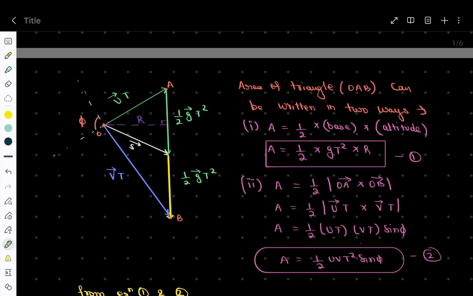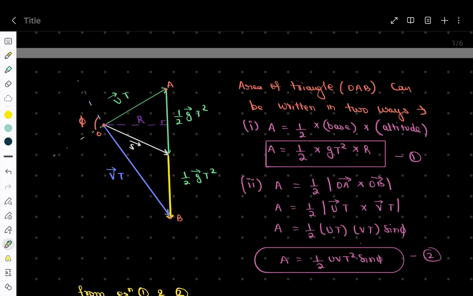So I can do it in two ways, right? I can write the area of this triangle simply as half into base into altitude. So if I take this AB as base, then the length of base will be gT square. At the same time, if I take this as base, then this line will be altitude, which is equal to R.